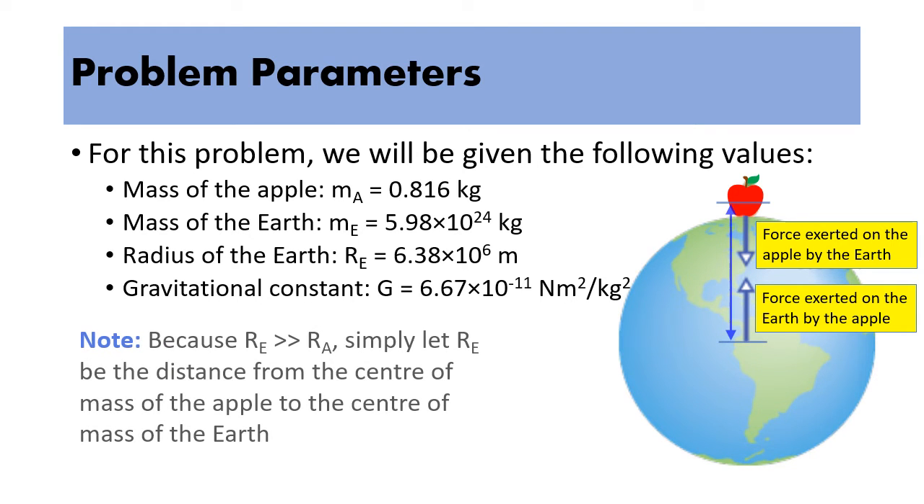Regarding the distance between the apple and the Earth, because the radius of the Earth is so much larger than that of the apple, we'll simply let RE be the distance from the center of mass of the apple to the center of mass of the Earth. Neglecting the radius of the apple will have essentially no impact on the final answers.